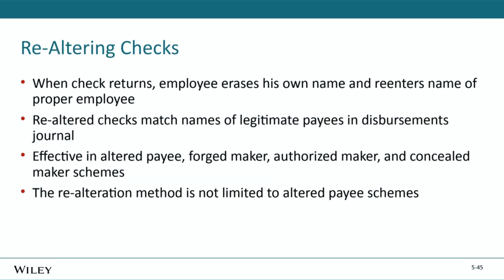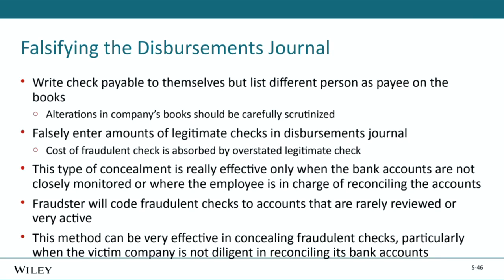Another thing is to re-alter the check. So if you do get the check back, erase your name and put in the proper name. Everything matches out. It's effective for the altered payee, forged maker, authorized maker, and concealed maker schemes, except you've got to get the check back. And again, most checks do not get returned from the bank anymore. So it can be any of those schemes if you get the checks back, which often doesn't happen.